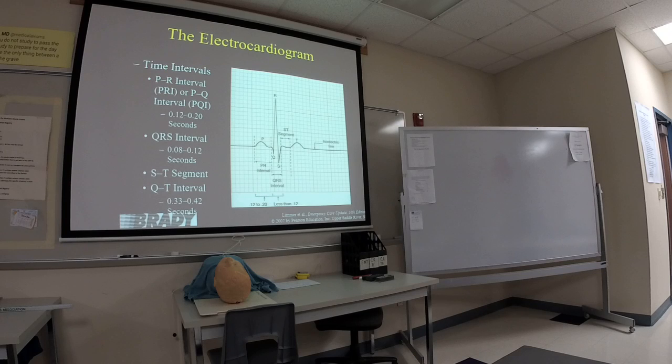EKG interpretation is about understanding the rules of interpretation. Like a P wave is upright, well rounded, preceding, and the times here will play a little bit more important role later.